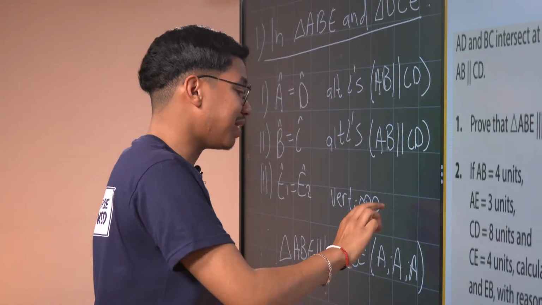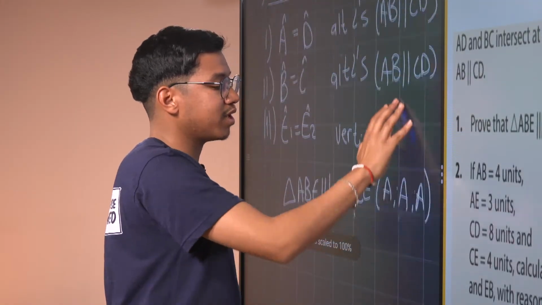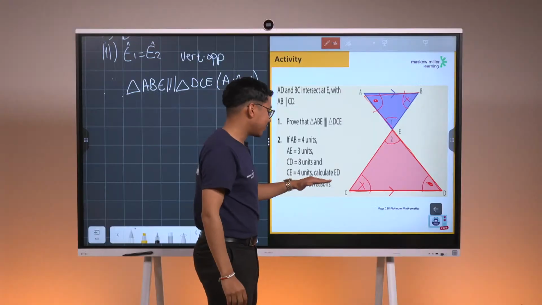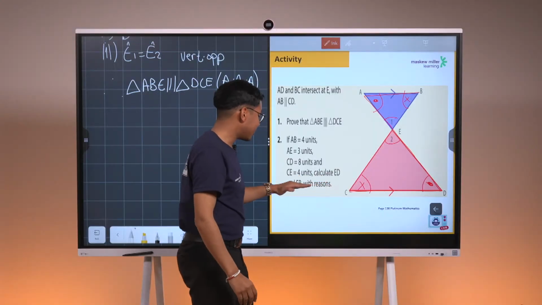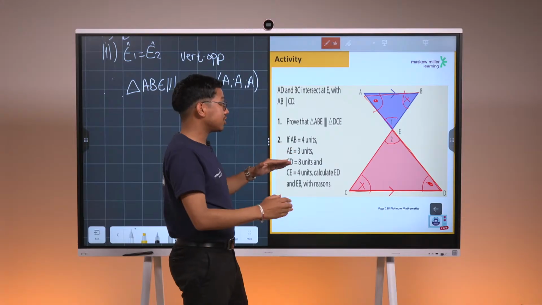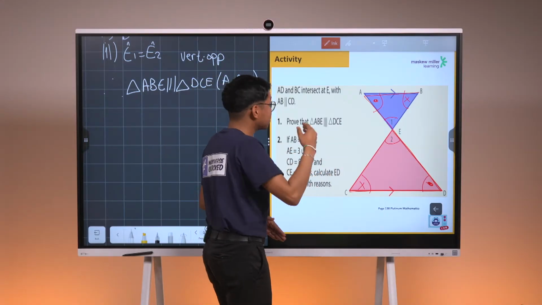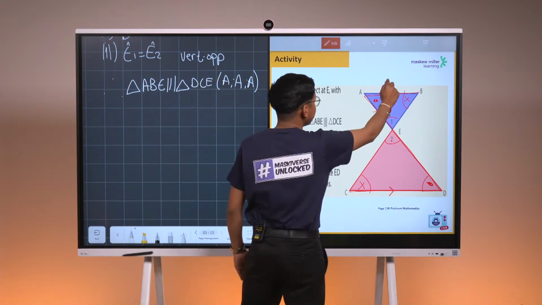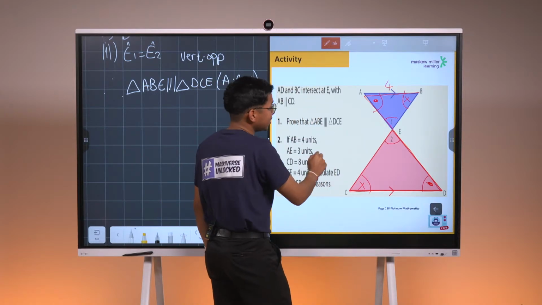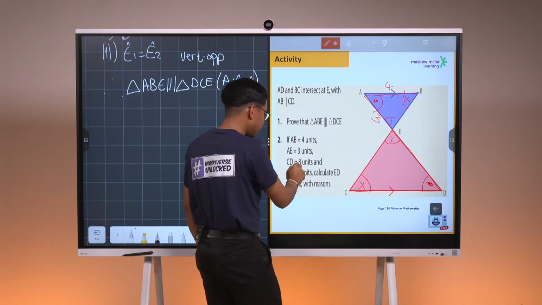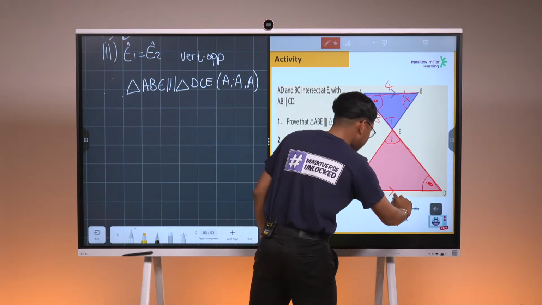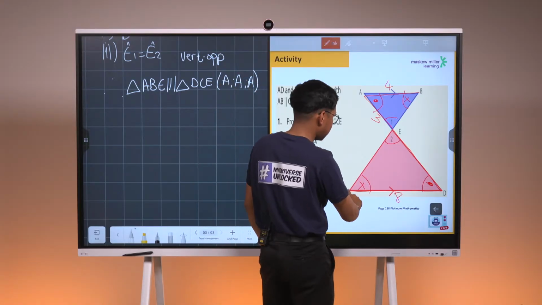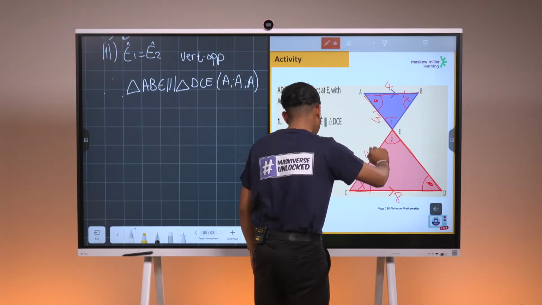I'm going to leave you with some homework before we wrap up. The homework is to calculate the length of ED and the length of EB. Now, they're asking us the length of missing sides. So just to quickly wrap up, we know that AB is 4 units and AE is 3 units. It's given to us that CD is 8 units. It's given to us that CE, where is CE? Here CE is 4 units.